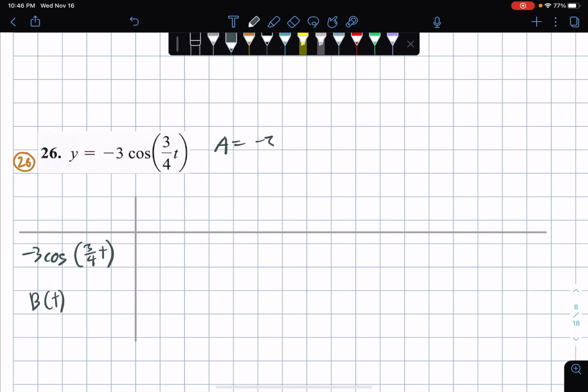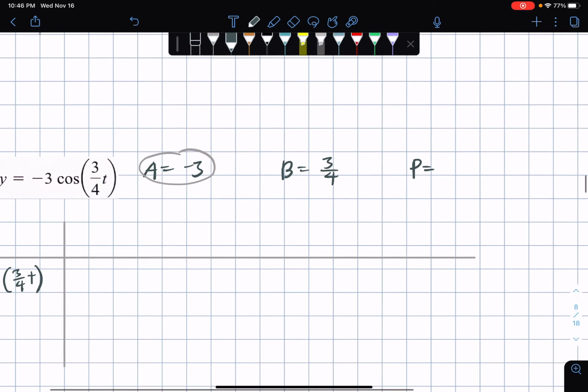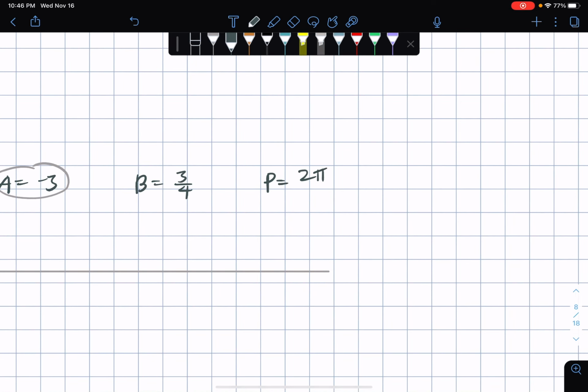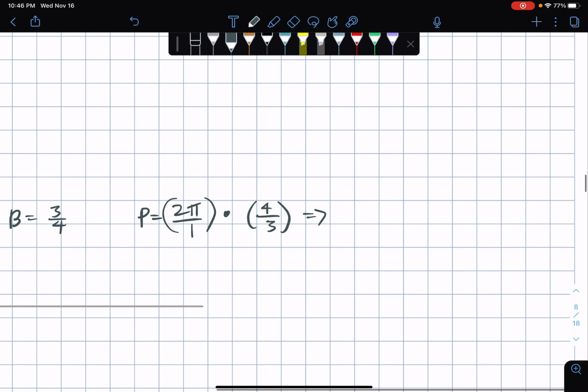Given that the amplitude is negative 3 and the b value is 3/4, so let's look for the period. Period is 2 pi over b. 2 pi divided by 3/4. If we reciprocate, we eliminate the division sign, so this becomes times 4/3. That becomes 8 pi over 3.